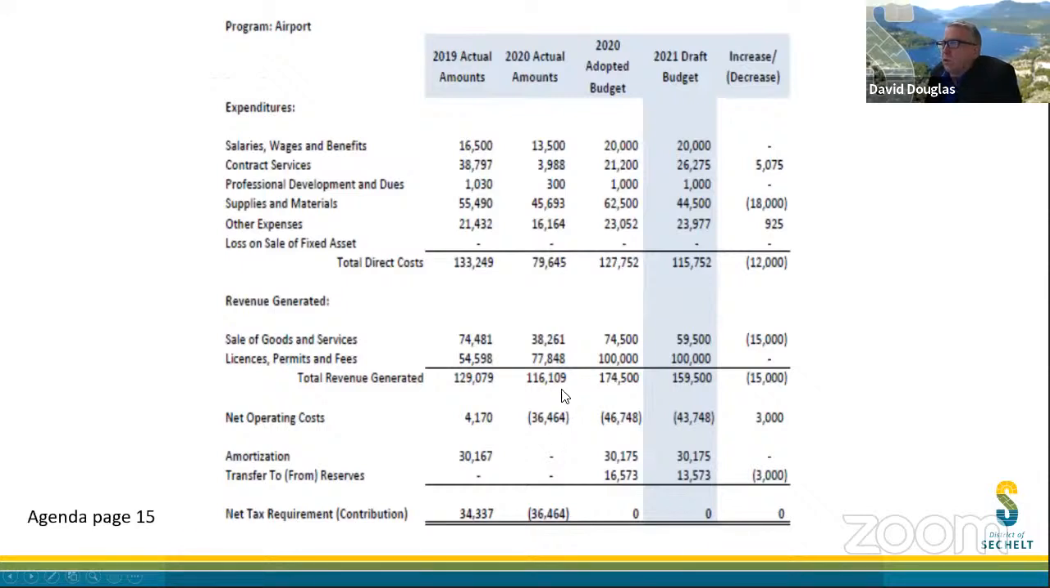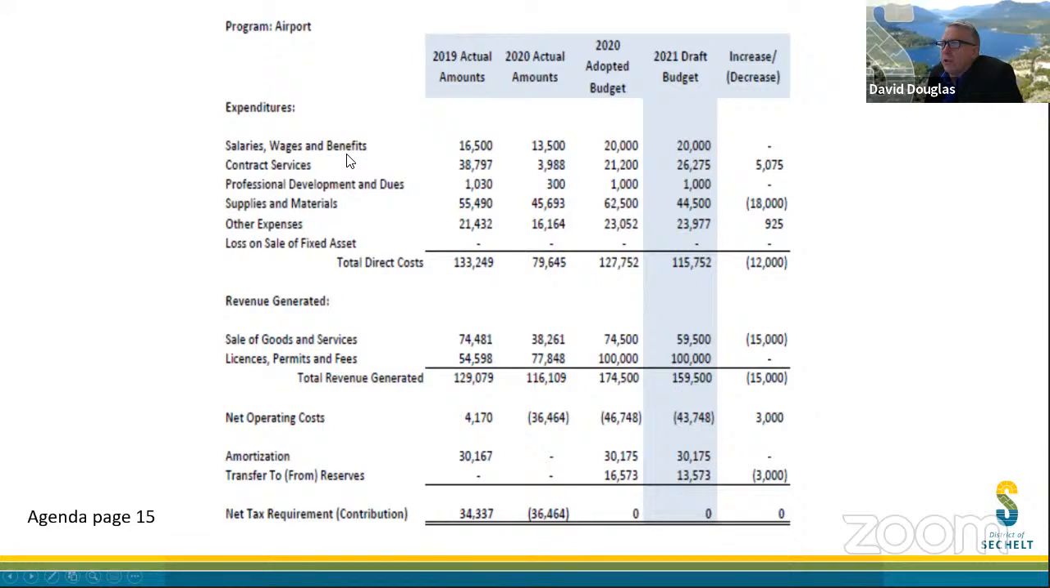And then just a quick look at our airport here. We do have enough revenues coming in from the airport, rentals and fuel sales to cover its operational costs. I wouldn't say it's at a sustainable level yet, but we're working towards that.